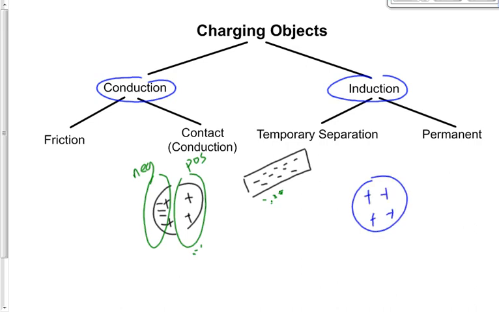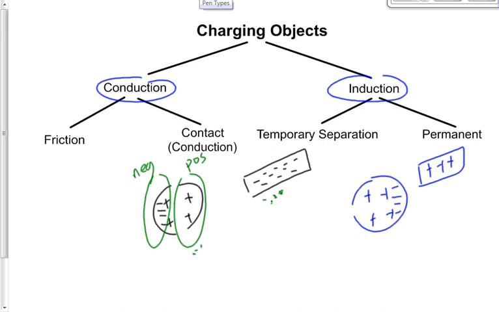Here we got another neutral object. This time we're bringing a positively charged object nearby. What happens to the protons here, Tom? They stay where they are. What happens to the electrons there, Daniel? What happens to the electrons? They go to the right.